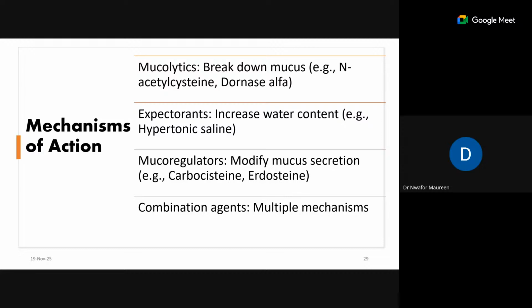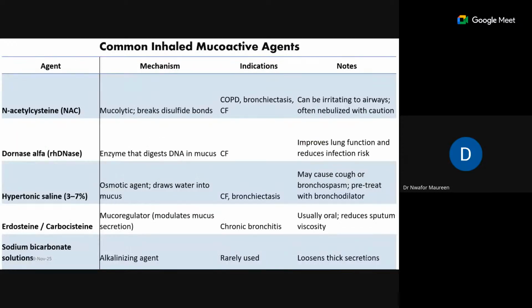For mucolytic, this one reduces the mucus, like N-acetylcysteine. The expectorant increases water content. If you see, we're not talking about the cough syrups, no. It's just the hypertonic saline, maybe 3% normal saline. They help to increase water content and thereby help to expel those secretions from the airways. We have mucoregulators. They modify the mucous secretion. You can have combination agents of these mucoactive agents.